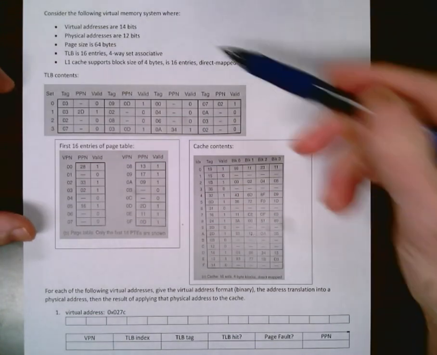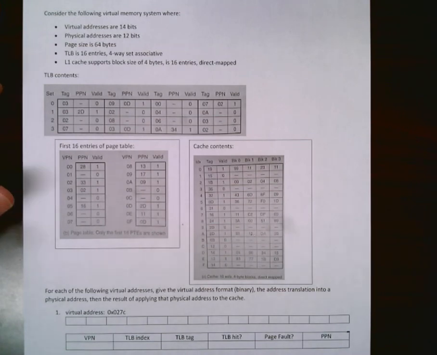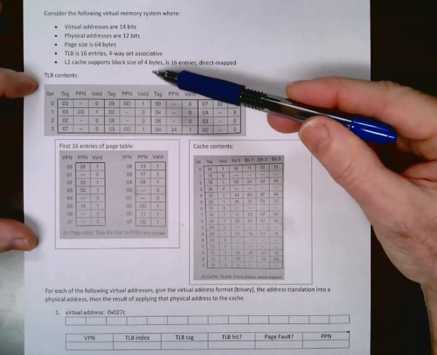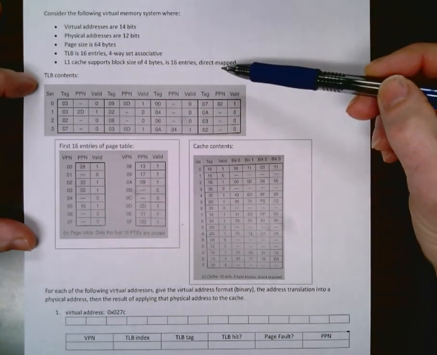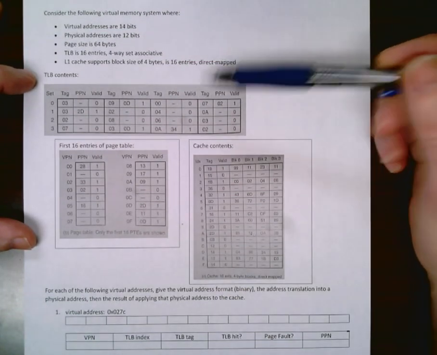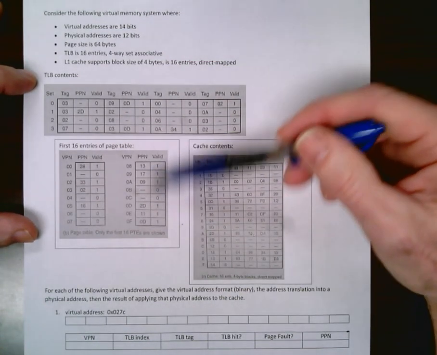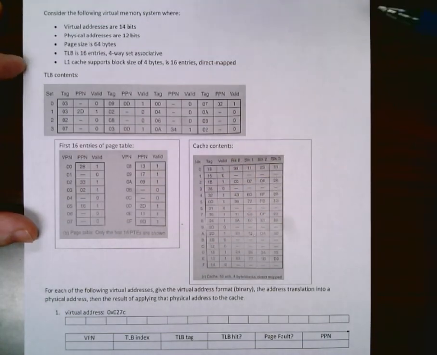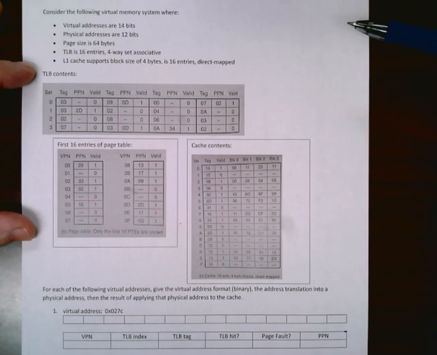So we're going to start off at top here, look at the virtual address size, which is 14 bits. Physical addresses are 12 bits, page size 64 bytes. TLB, that would be the translation look-aside buffer, is 16 entries, four-way set associative. L1 cache supports block sizes of 4 bytes, 16 entries, direct mapped. So we've got the TLB here, we've got a piece of a page table here, we've got the cache contents here. So we're going to look at a couple of questions and try to figure this out.